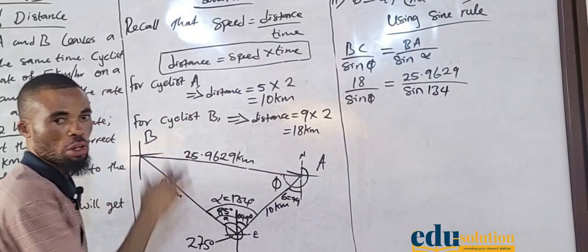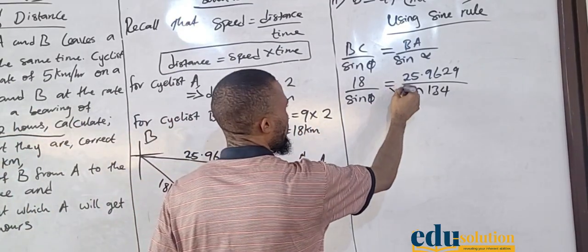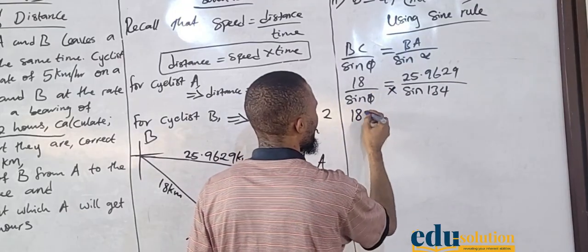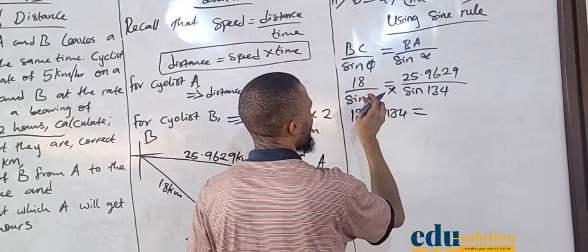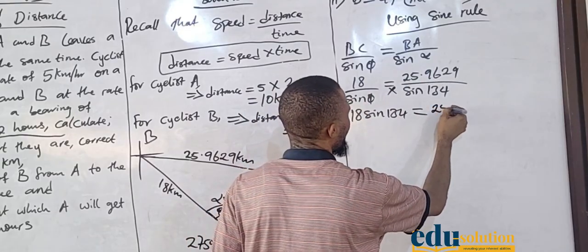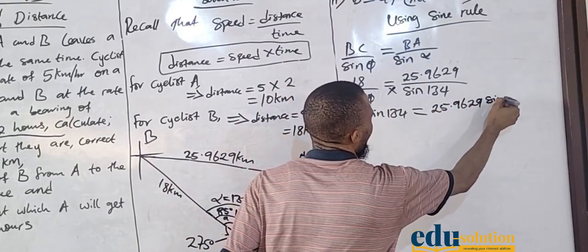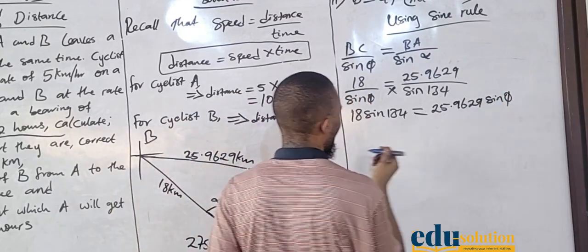So I just only substituted. I hope you have gotten that. So then we'll cross multiply. We are having 18 sine 134 is equal to this times this, which is going to give me 25.9629 sine phi.